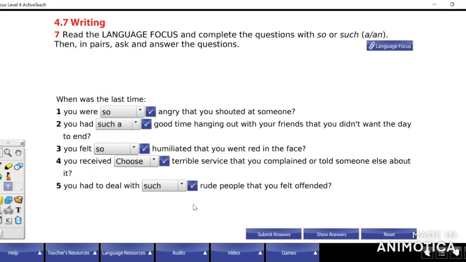Such a good time. Such a good student. But if we talk about students, if we talk about people, you don't use a. So that can go, and that's why it's just such. And we're going to obviously not forget about number 4. That's similar, but in this case, such terrible service is a word which you can say is uncountable.